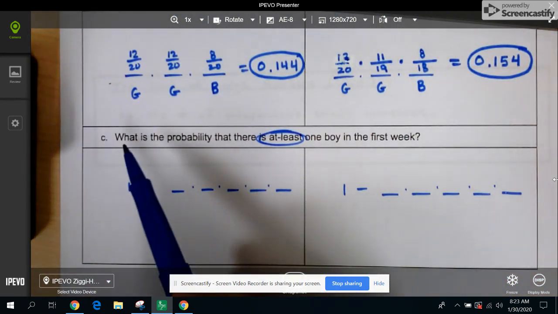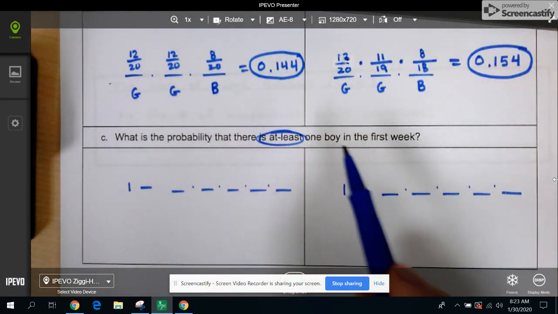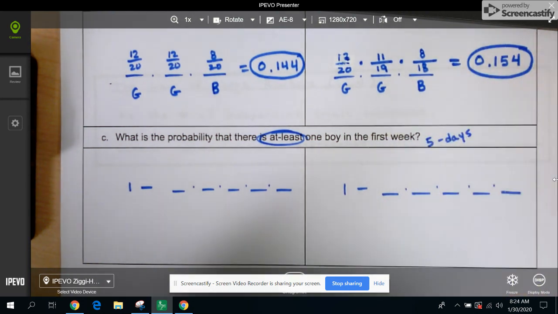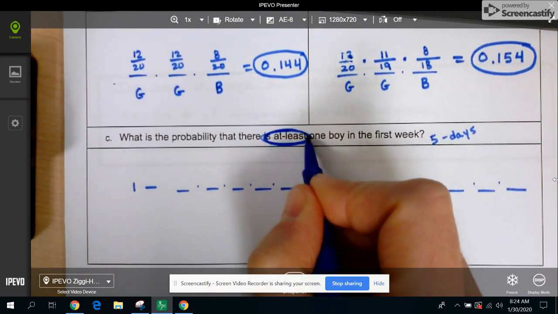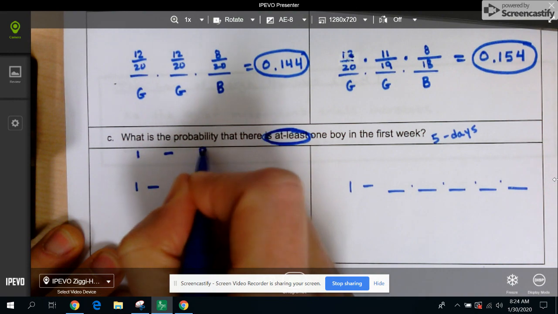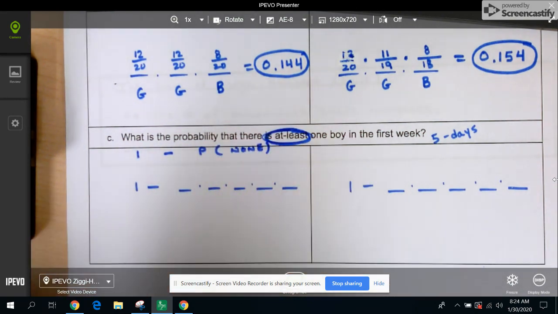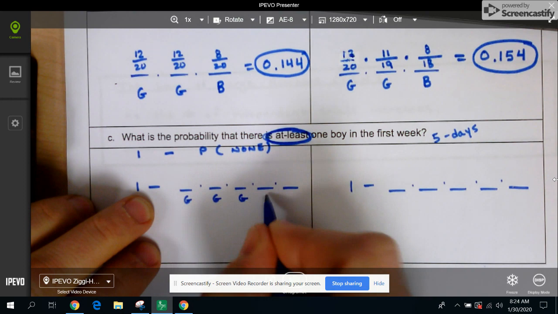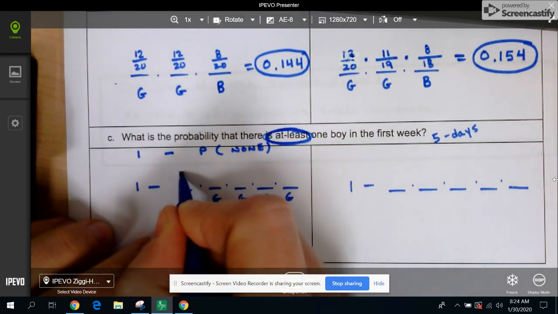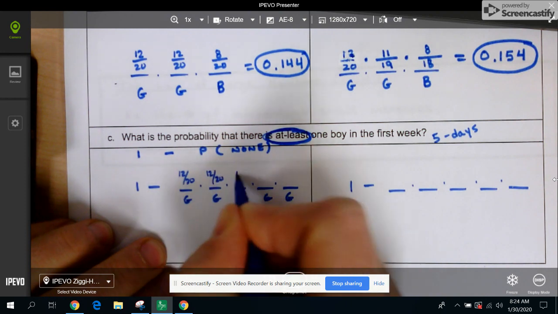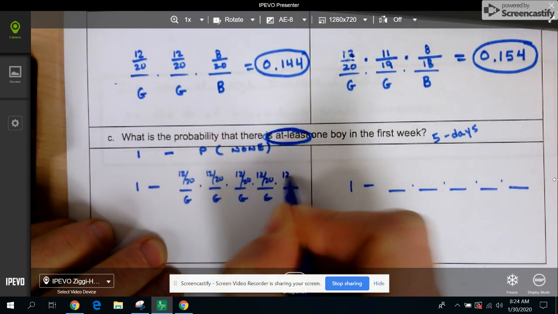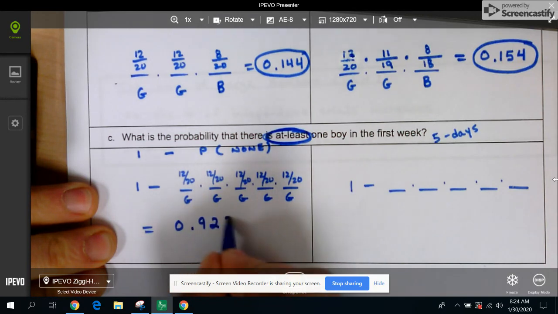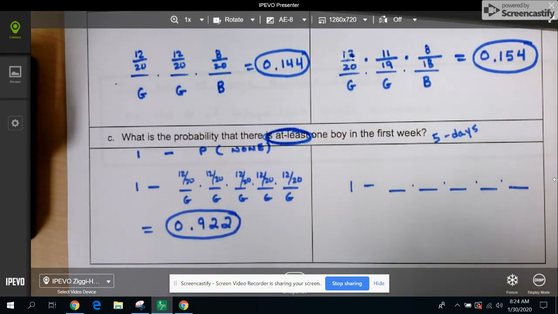Last one says, what is the probability that there is at least one boy in the first week? So I'm assuming that a week means 5 days of school. And we also know that anytime we're asked an at least, it means we want to do 1 minus the probability of none. So here with replacement, if there are no boys chosen, that means it's 1 minus girl, girl, girl, girl, girl. So that's 12 out of 20, 12 out of 20, 12 out of 20, 12 out of 20, and 12 out of 20. When you put that in your calculator, you end up with this number. So pretty good chance that a boy gets chosen in the first week.